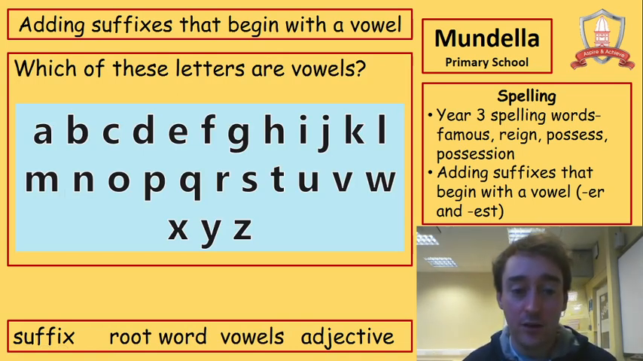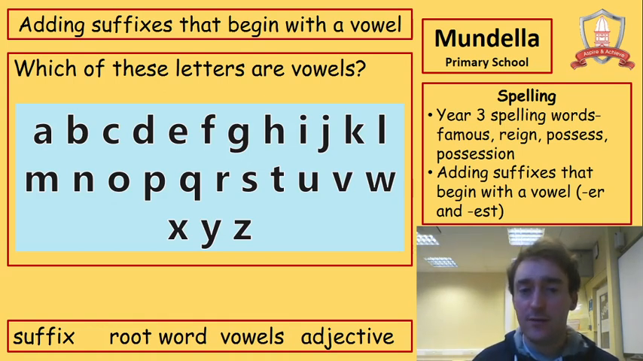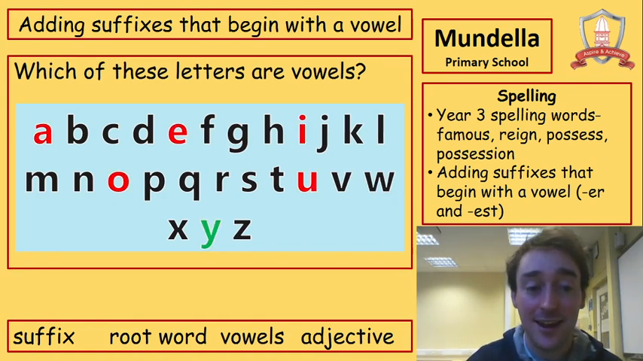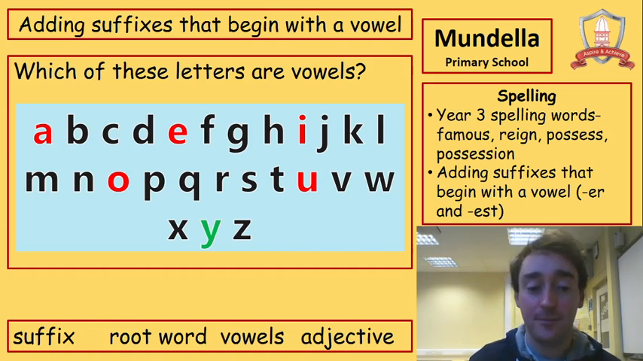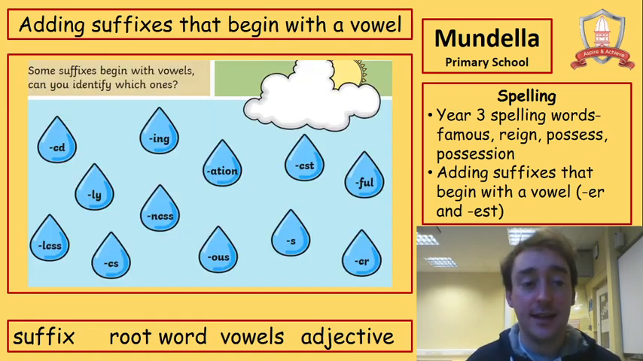Right, we have a lot of letters here, and I want you to tell me what you think a vowel is. So pause the video now and see if you can spot the 5 vowels in the alphabet. Pause the video, unpause it when you're ready. I'll wait. 3, 2, 1, let's have a look. Yes, they're in red. A, E, I, O, U. 5 vowels. And then we've got Y as well, because it has a vowel sound.